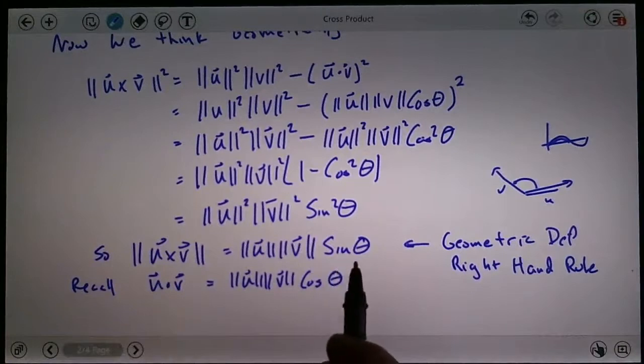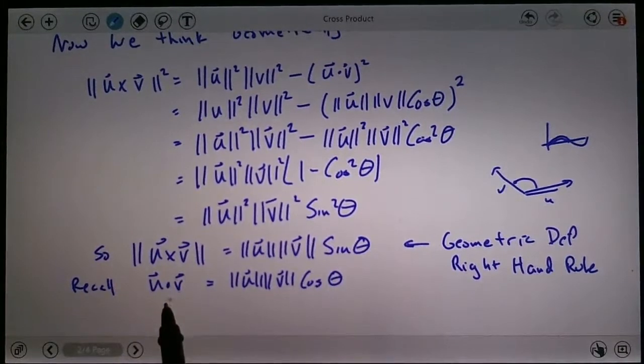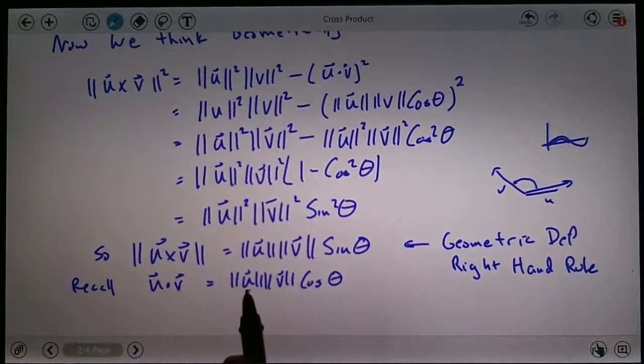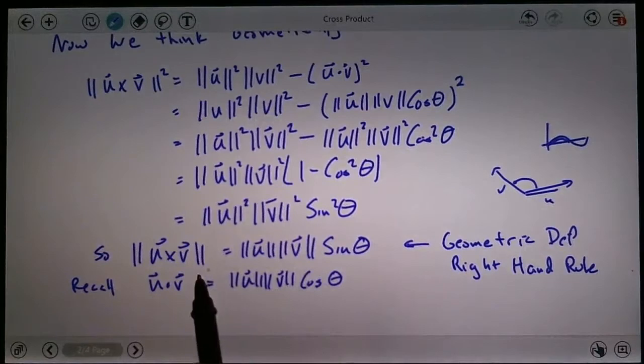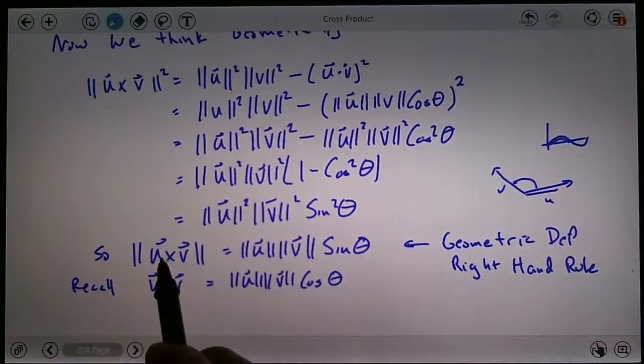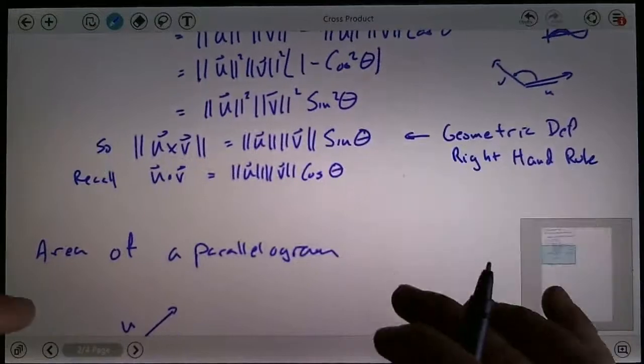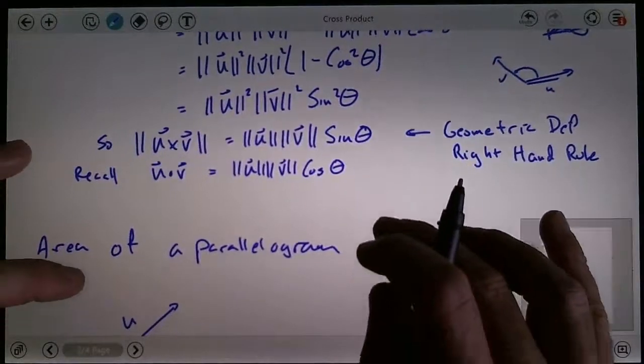This is really kind of cool because it looks very similar to the dot product, where the dot product of u and v is the length of one times the length of the other times the cosine of the angle in between them. That's already a real number, right? Dot product gives you a real number. Cross product gives you a vector, but you take the length of the vector, that's a real number, and it's equal to this.